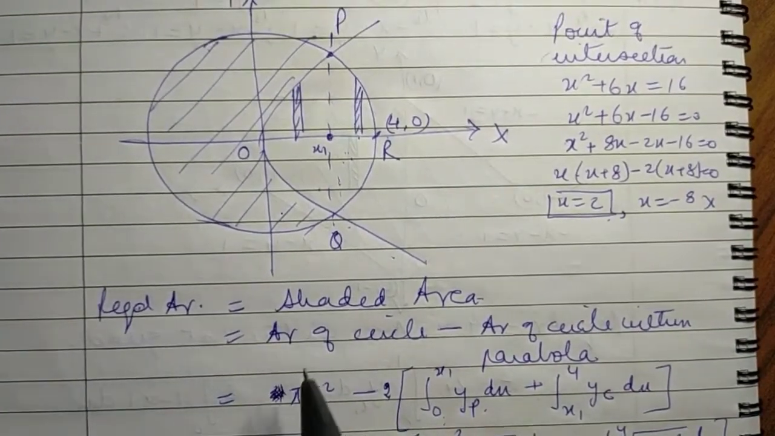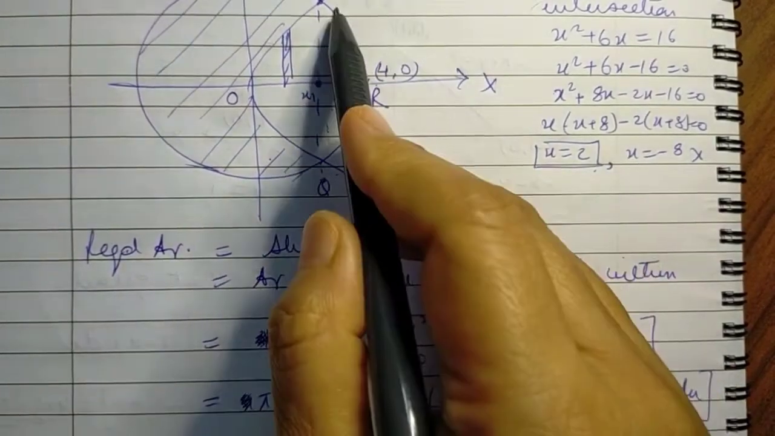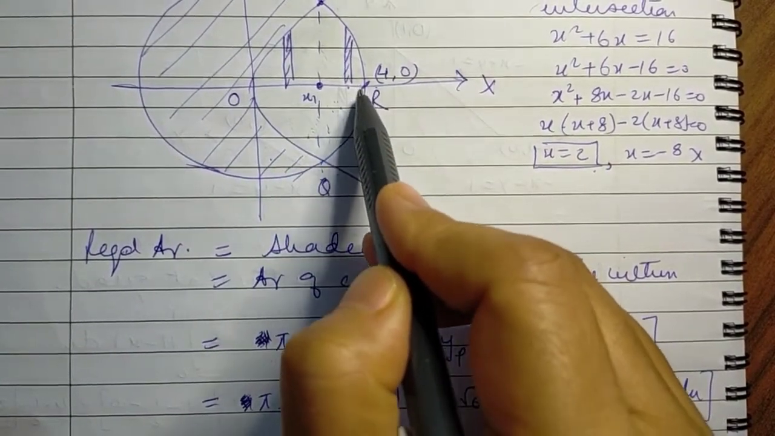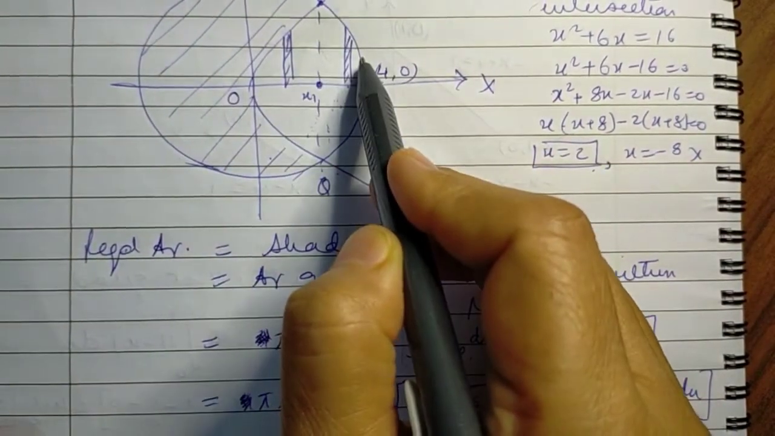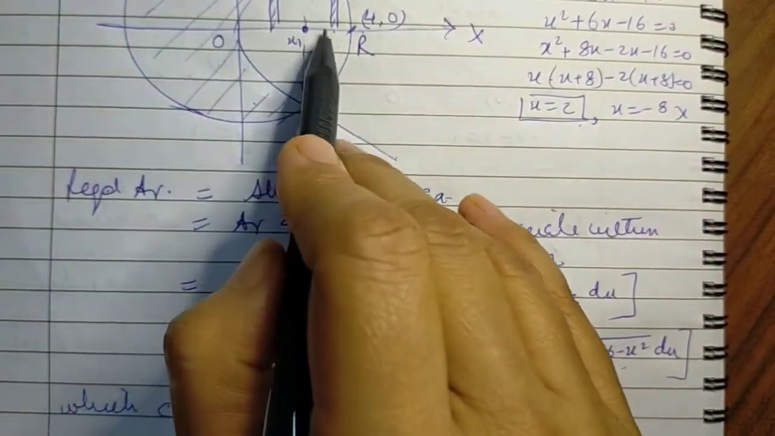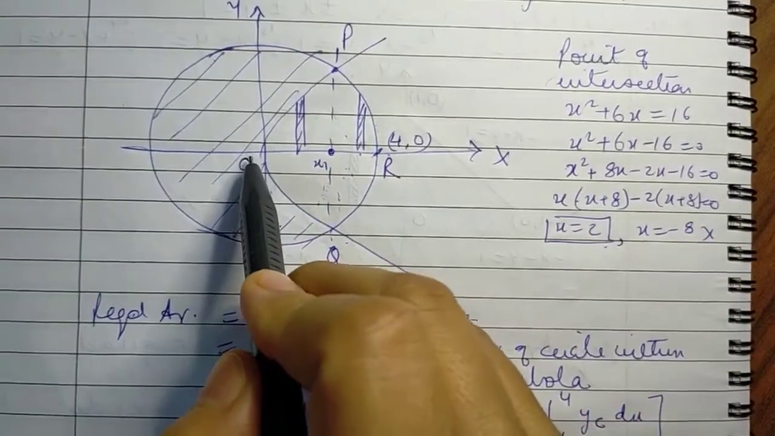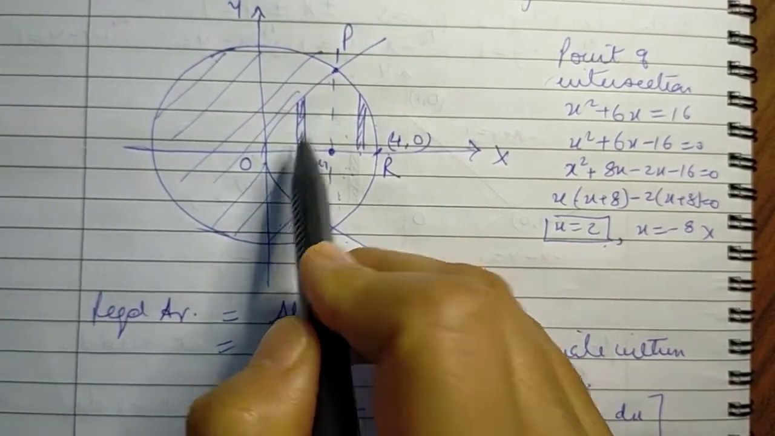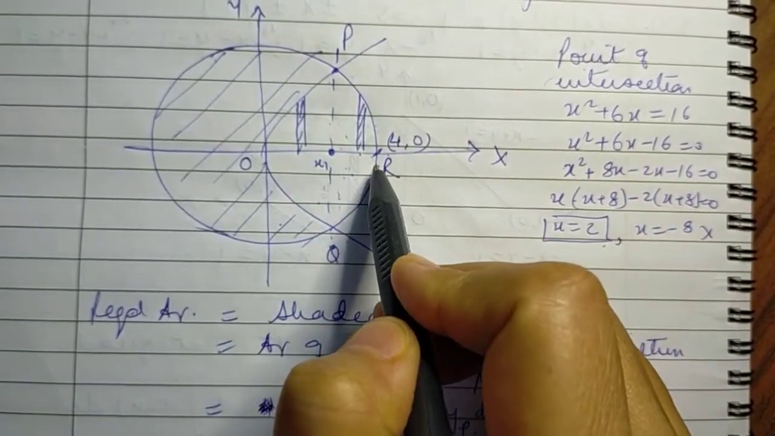Okay, now what we have, the area of the circle is pi r square minus, now this area is symmetric about the x-axis and so can be written as twice of the area in the first quadrant. And so what we do is minus twice of. Now as we have done these kind of questions, we split this area into two parts. One is from O to P on the parabola and the x-axis, and the other is the area from P to R on the circle and the x-axis.